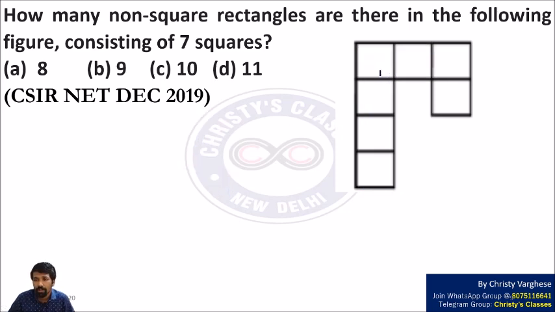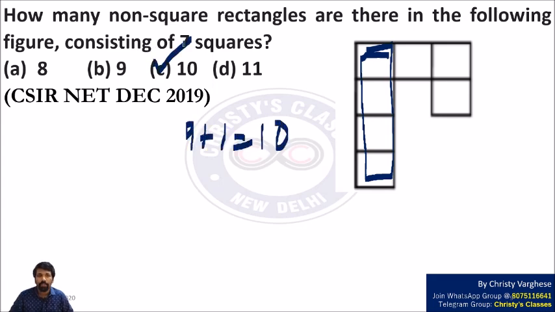Is there anything remaining? Yes. This big rectangle is also considered. That means a 4 by 1 rectangle. That means one more, and that finishes it. 9 plus 1, 10 rectangles in total. Option C, 10 will be the answer.